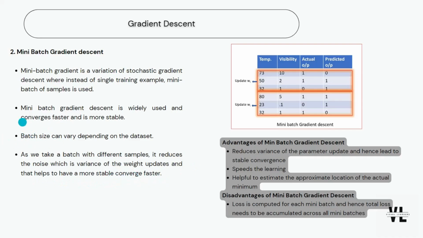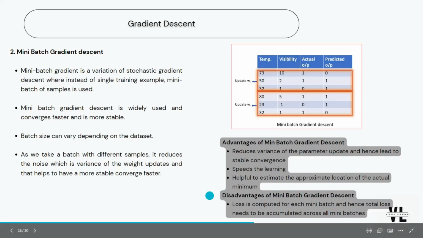So batch size is another kind of hyperparameter because we're going to initialize it by ourselves. And by changing the batch size, we can find the correct batch size that will help us to converge faster. Some of the advantages of mini-batch gradient descent are that it reduces the variance of the parameter update and hence leads to a stable convergence. It speeds up the learning and it's helpful to estimate the approximate location of the actual minimum.